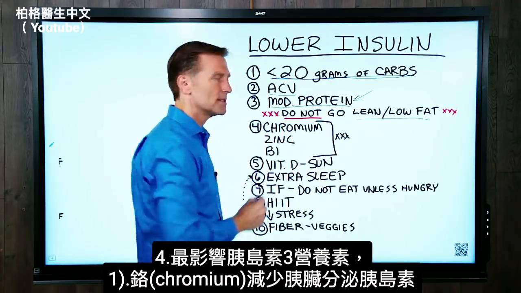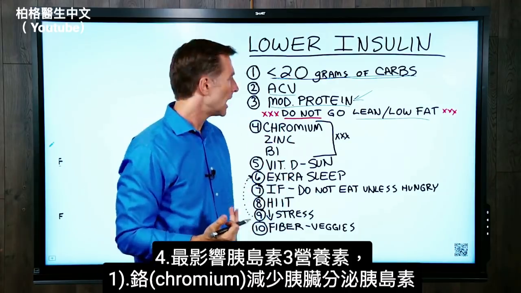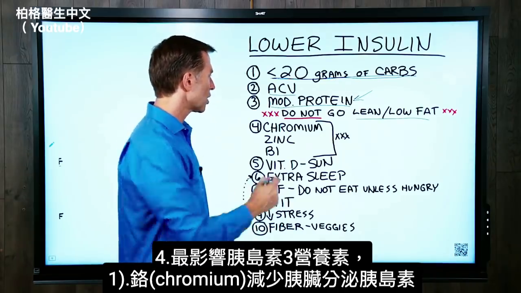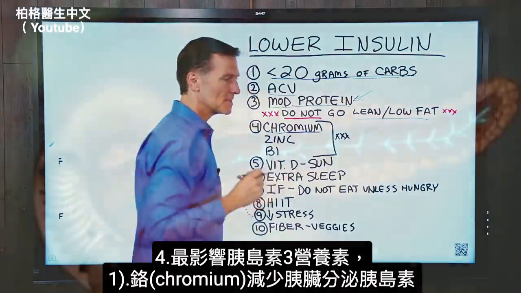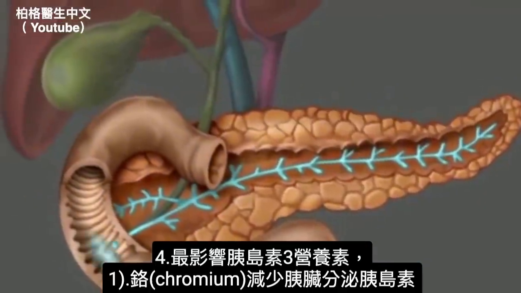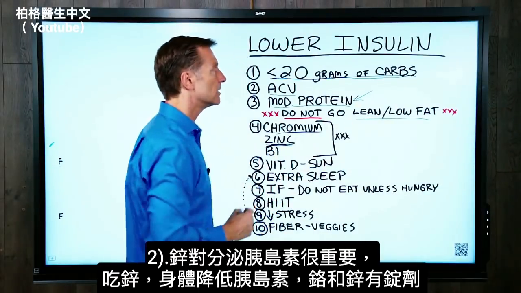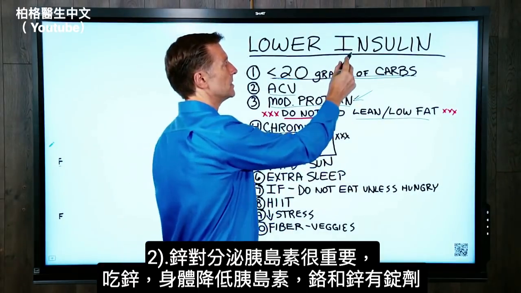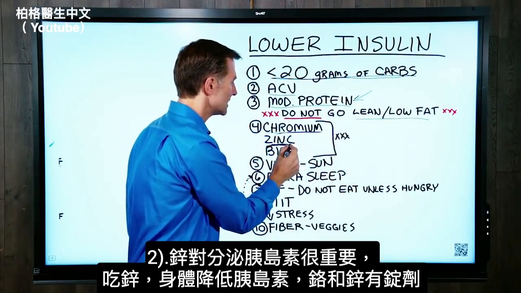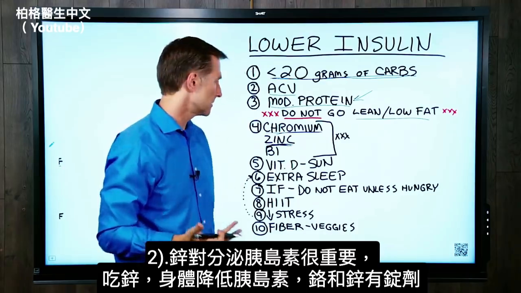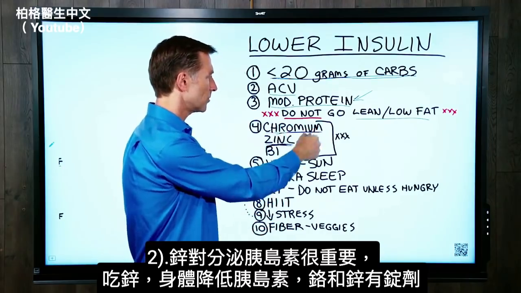All right, number 4. These are the 3 nutrients that have the most effect on insulin, okay? Chromium helps the cells of the pancreas produce less insulin. Zinc is very important in the production of insulin. If you were to take zinc, your body would need less insulin. And you could probably find a supplement with both of these.